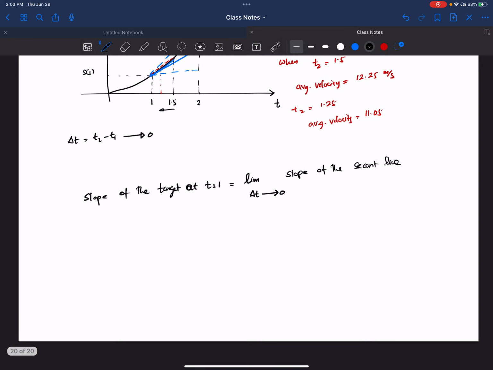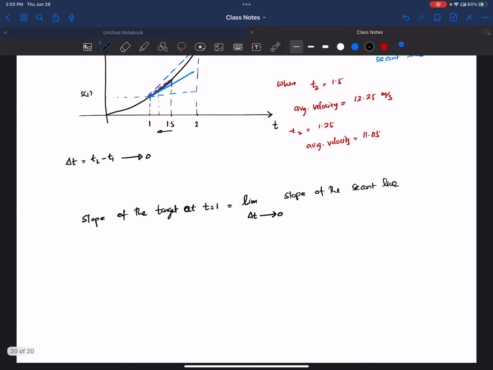Now the slope of the tangent line at a given point is mathematically the instantaneous velocity, which is again the limit as delta t goes to 0. So the slope of the secant line is the average velocity.